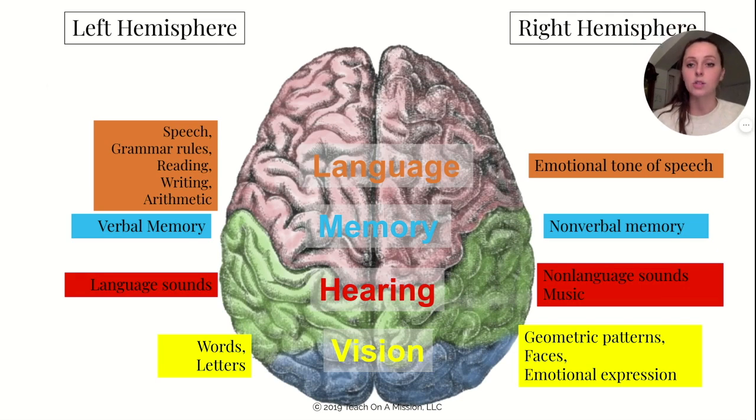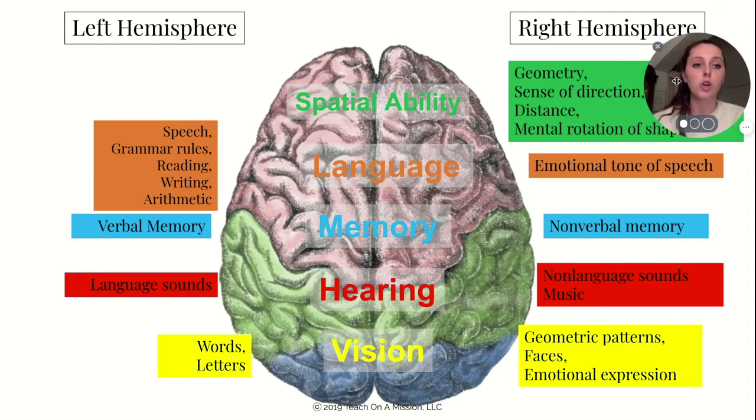Language. Okay, so left hemisphere, we have our speech, and that is comprehension and also our ability to speak, because we just learned about those 2 association areas. Grammar rules, reading, writing, arithmetic. All of that's going to happen in the left hemisphere. Now, you being able to pick up on emotional tone of speech, so someone's angry tone, sad tone, happy tone, excited tone, all of that is going to come from the right hemisphere.